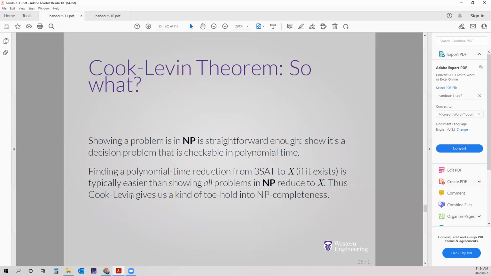Next class. And you have a question in the assignment about this. Showing a problem is in NP is straightforward enough: show it is a decision problem that is checkable in polynomial time. Finding a polynomial time reduction from 3-SAT to X, if we can do that, is typically easier than showing all problems in NP reduce to X. Thus, Cook-Levin gives us a kind of toehold into NP-completeness.